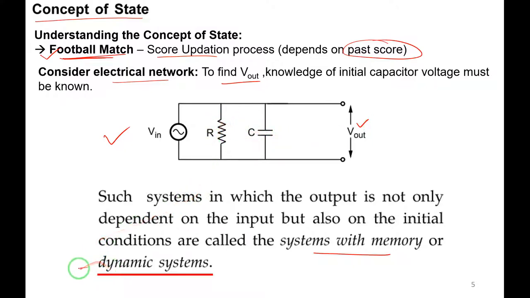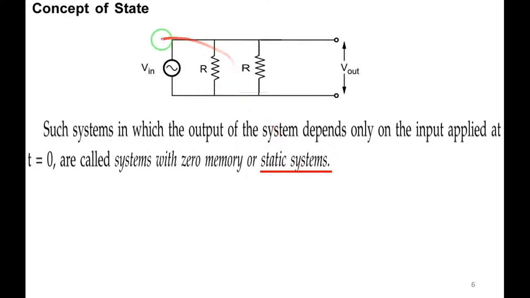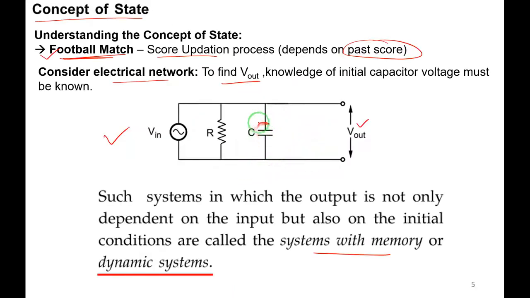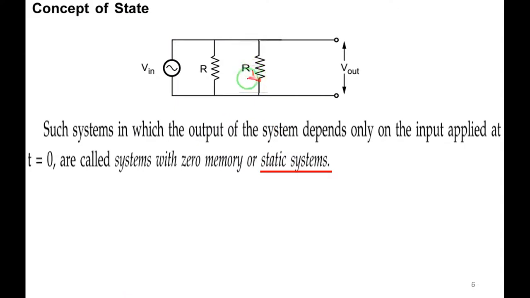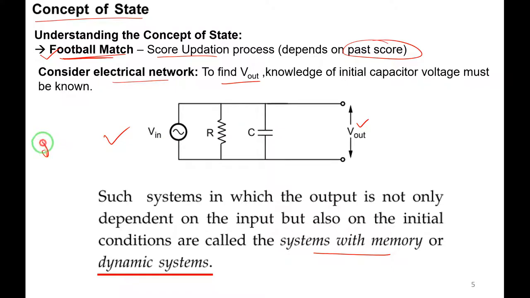I hope you have understood dynamic systems. Dynamic systems are those which have memory, and the output depends on the input as well as the initial conditions of the system. Here V out depends on the input as well as the initial capacitor voltage. Then we will replace this capacitor by one more resistor, R1. Let me take R1. This was the example for a dynamic system.